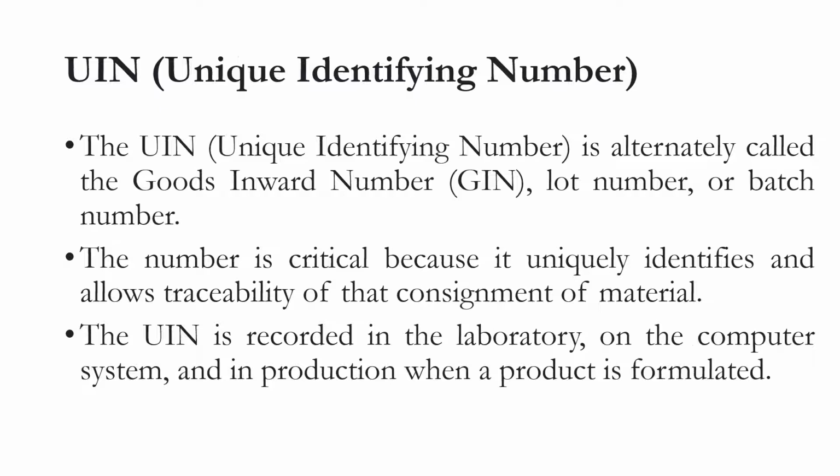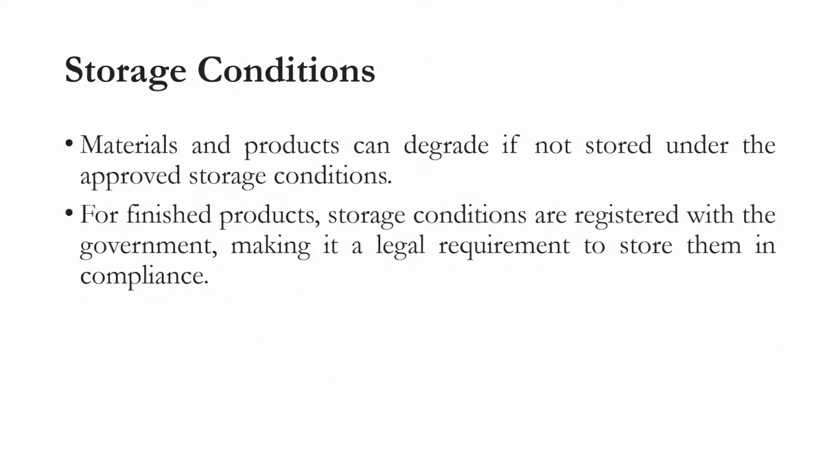These numbers are critical because they uniquely identify and allow traceability of the consignment. So it is recorded in the laboratory on the computer system and in production when the product is to be formulated. Storage condition in the warehouse: whatever material we have received, or the material stored for release, should not be degraded. It can degrade if not stored under the approved storage condition.